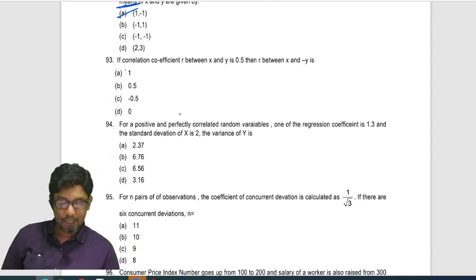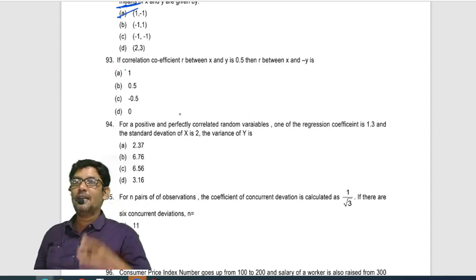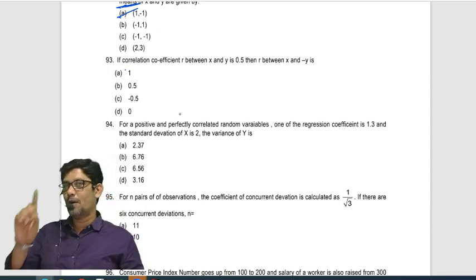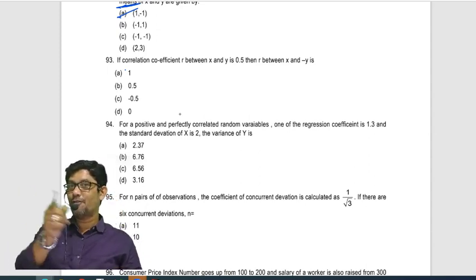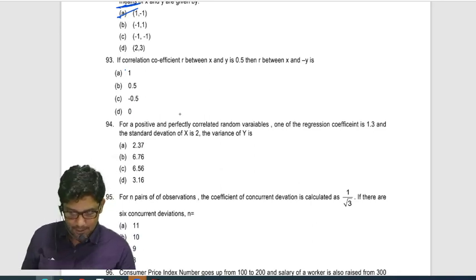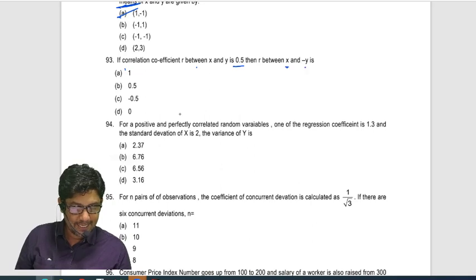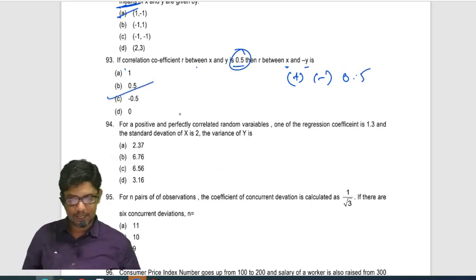Next step. Even this question also, the other day I solved. Coefficient of correlation. What did I say? Shift of origin, change of scale. That is the concept. If the coefficient of correlation between x and y is 0.5, and between x and minus y, that means plus into minus, 0.5. What is the answer? Minus 0.5.